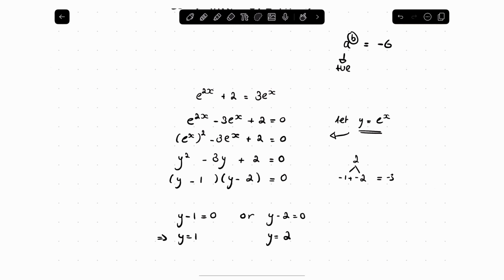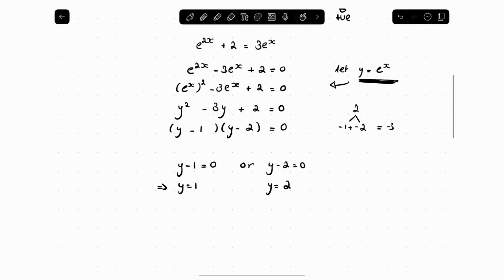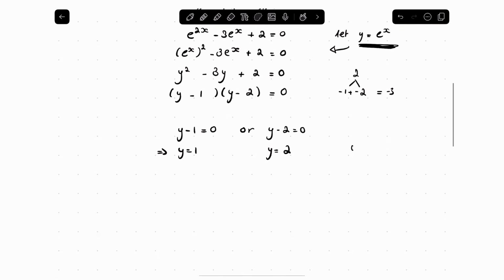And at this stage, what we do is we change back to the original variable. So we have solved the quadratic equation, we have 2 answers, and now we change back to our original variable, which was e to the x. So we know that y equals e to the x, then e to the x equals 1, because these are the same, or e to the x equals 2, again, because y and e to the x are the same.